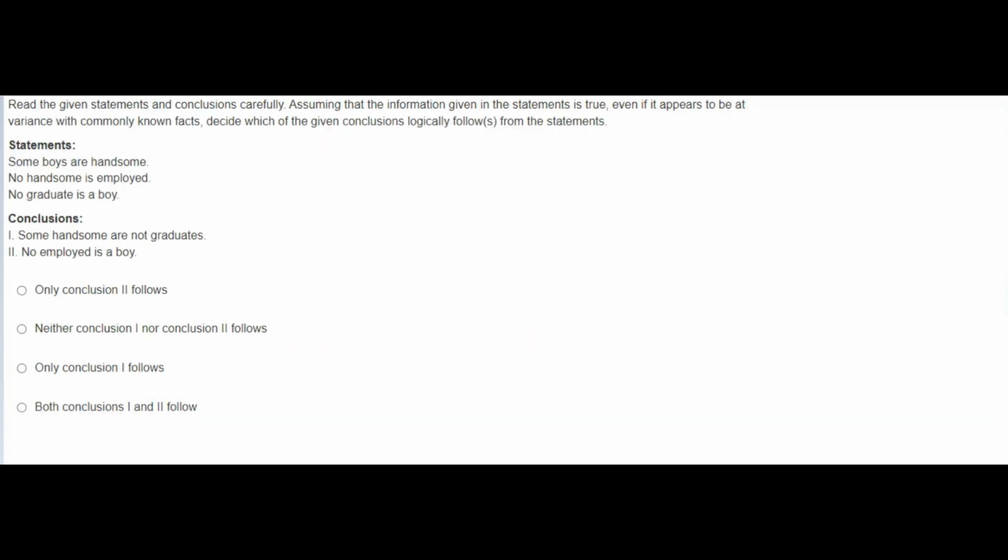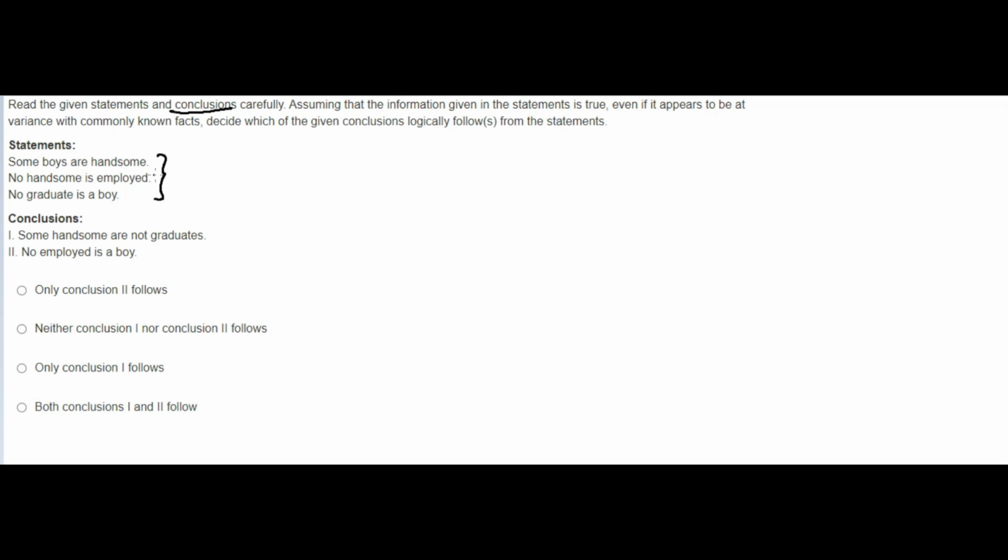About read the given statement and conclude. They're asking us to conclude carefully. That means the result should be very careful. Conclusion, be very careful. And some of the statements I have given below, they say that. So what does the statement mean?